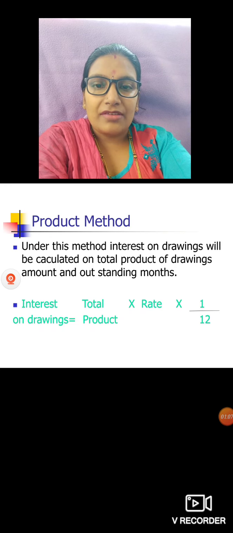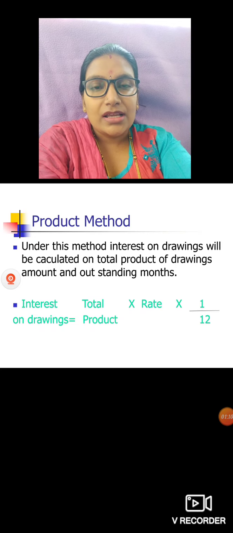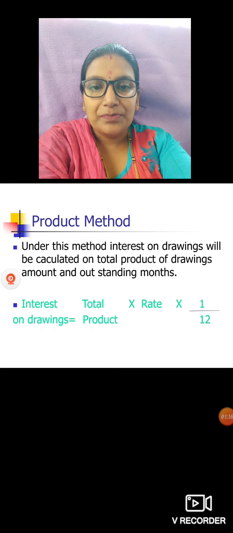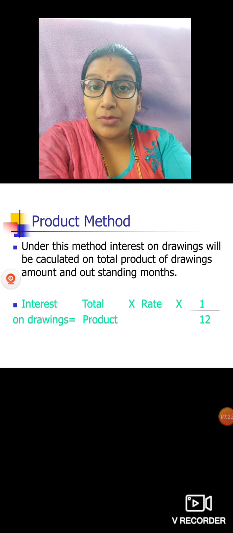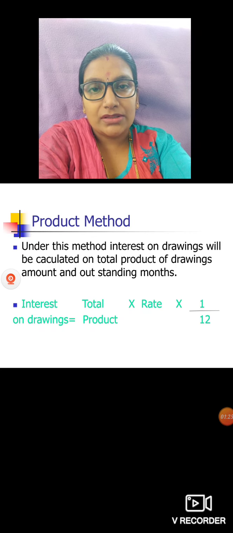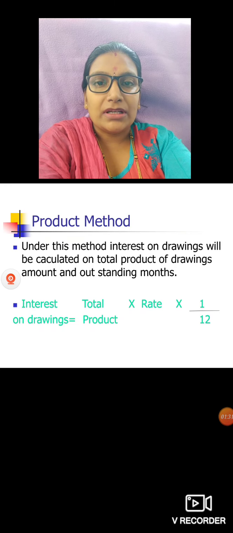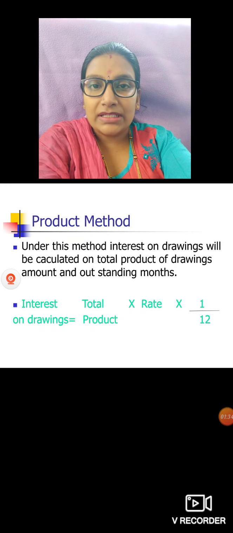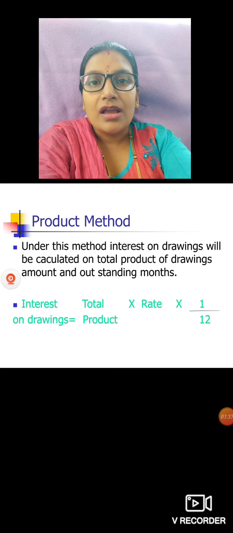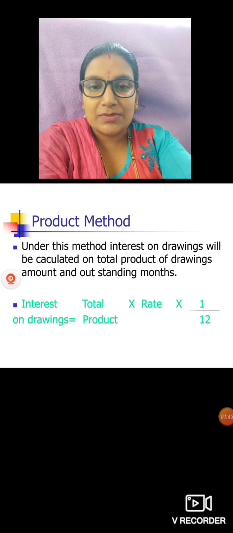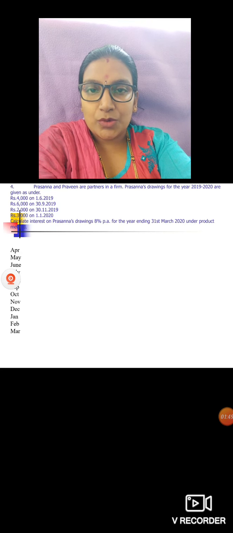So what is the formula? Interest on drawings equals total product. Previously we had the drawings amount, but here you take the total product, into rate of interest, into 1 divided by 12. Always in the product method, interest is calculated for 1 month. Remember, if they ask you to calculate under the product method, you have to go with 1 month. Mostly they ask the product method only, so concentrate more on this method. 6-mark problems will appear on this method itself. So let's begin with the first problem.